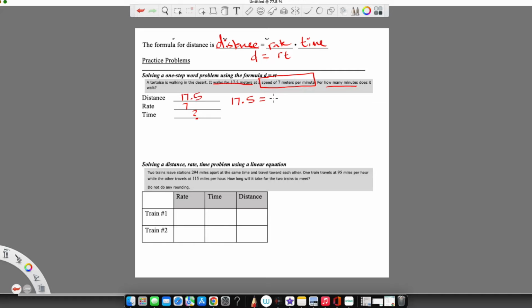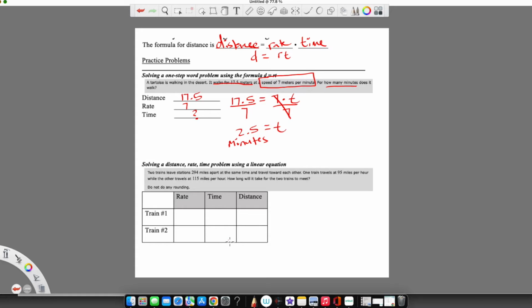So now I'm going to go distance equals rate times time, and I'll do T for time. To know the number of minutes, all I'm going to do is get T by itself. Since I'm multiplying by 7, I'm going to divide by 7 on both sides. 17.5 divided by 7 is 2.5, equals 7 divided by 7 is 1, so T is left over. So it's 2.5 minutes.